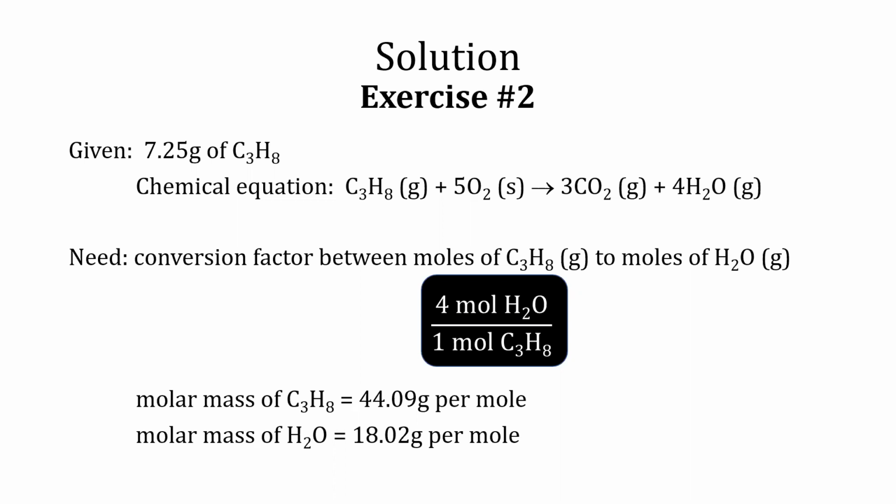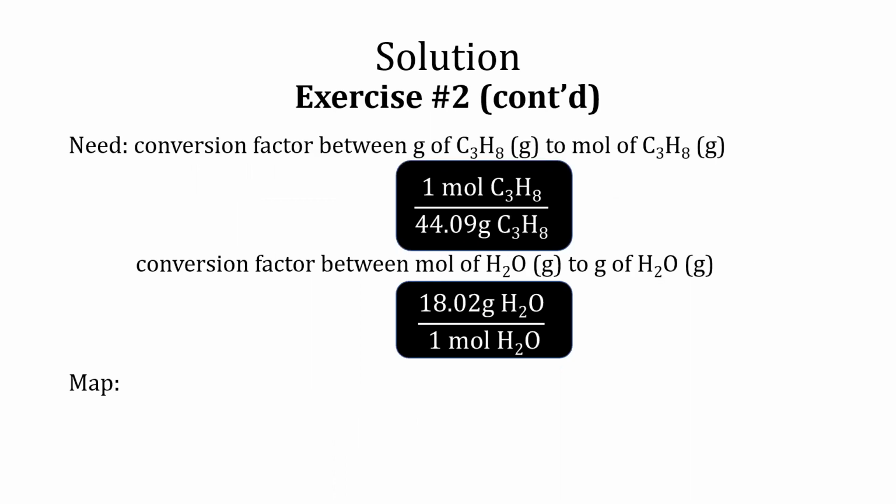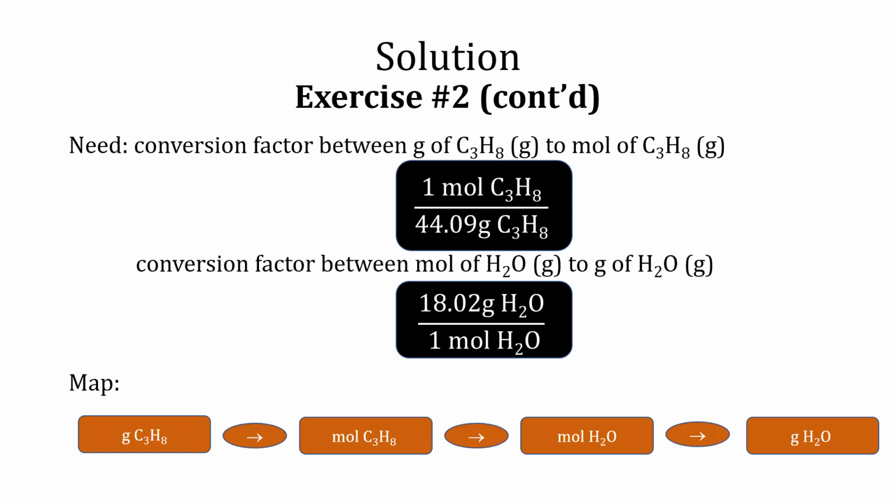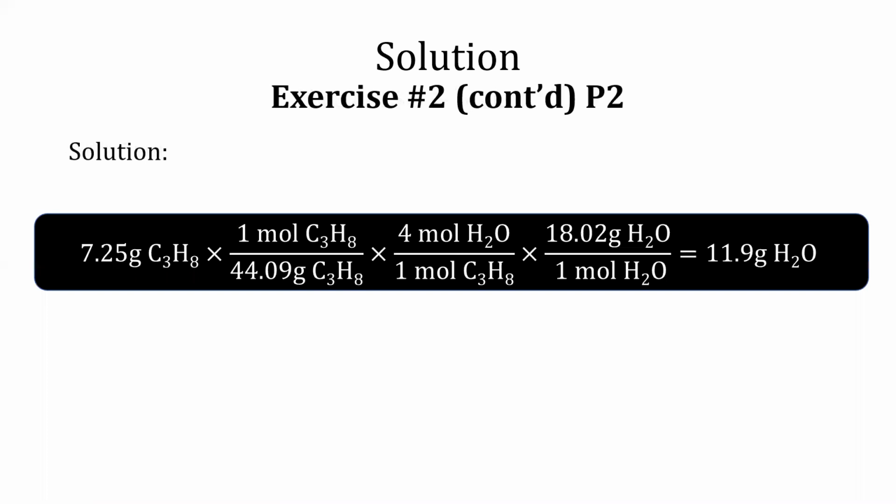Additionally, one needs to know the molar mass of C3H8 and H2O, which are 44.09 g per mole and 18.02 g per mole, respectively. Using the solution map, we start with grams of C3H8 and convert to moles of C3H8, then convert to moles of H2O and end with grams of H2O. After plugging in the values into the setup, 7.25 g of C3H8 produces 11.9 g of H2O, or water.